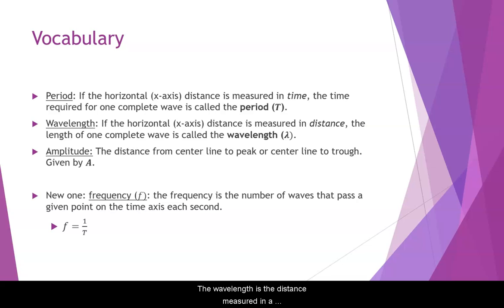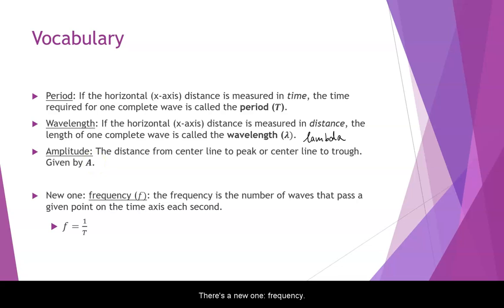The wavelength is measured in distance, so it's the length of one complete wave. It's frequently represented by the Greek letter lambda. The amplitude is the distance from the center line or midline to the peak, or the center line to the trough. It's going to be the same to peak or trough. It's represented by the letter A.